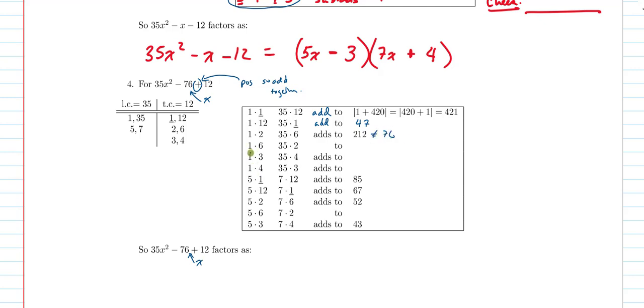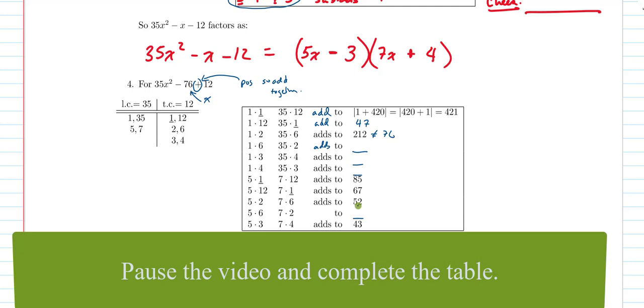We keep going, and I'm going to leave you to fill these in. So fill in the words "adds to" for each one of these, and I want you to fill in all the missing multiples that I've skipped there, and then I'll let you decide what are the pairs that we want. So pause the video and finish filling these out.